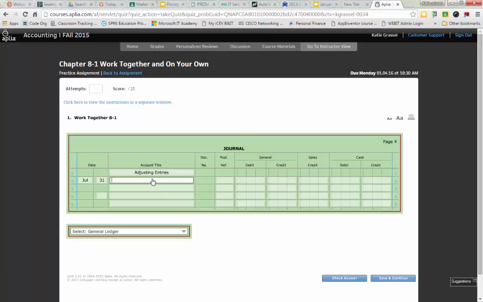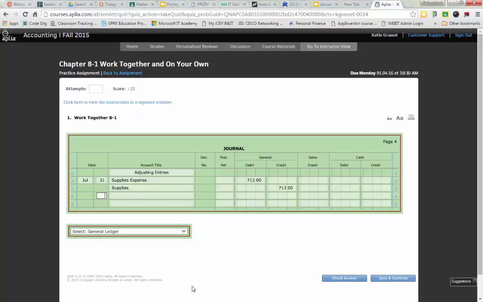Now, I already said what account goes first. Yes, the debit goes first, and which one is debited? Got to do A. Supplies expense. Supplies expense is going to be debited $713. What's going to be credited? Supplies. Now, we just journalized A's adjusting entry.